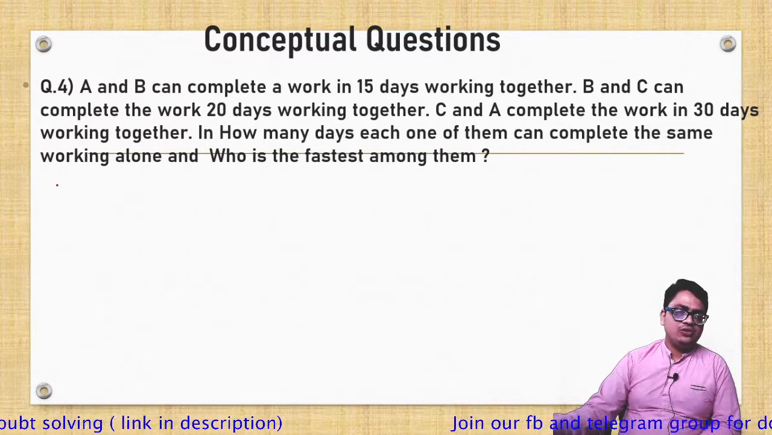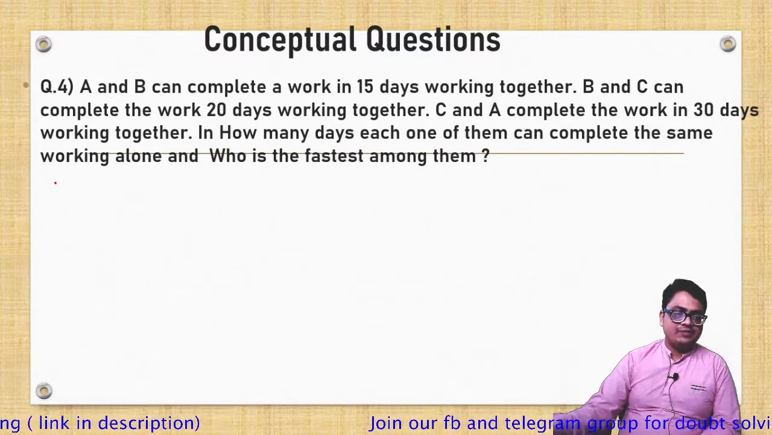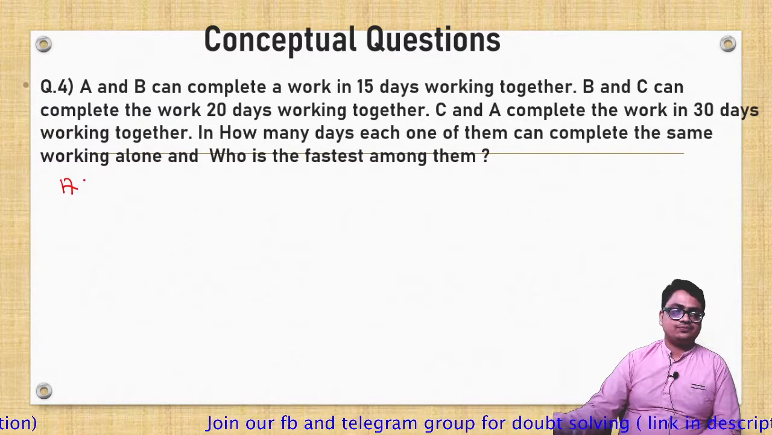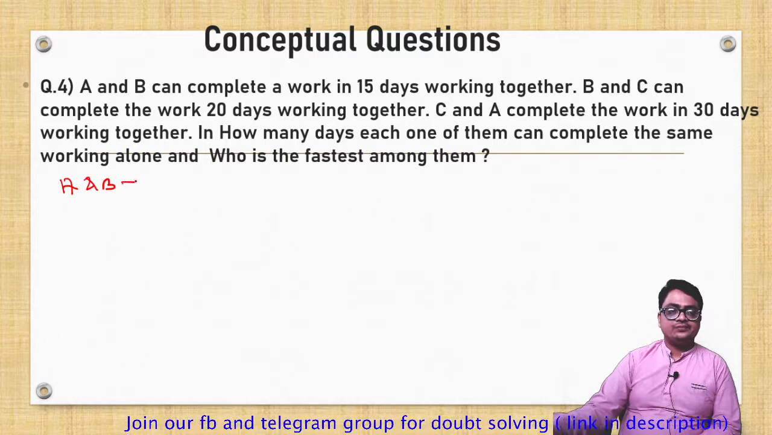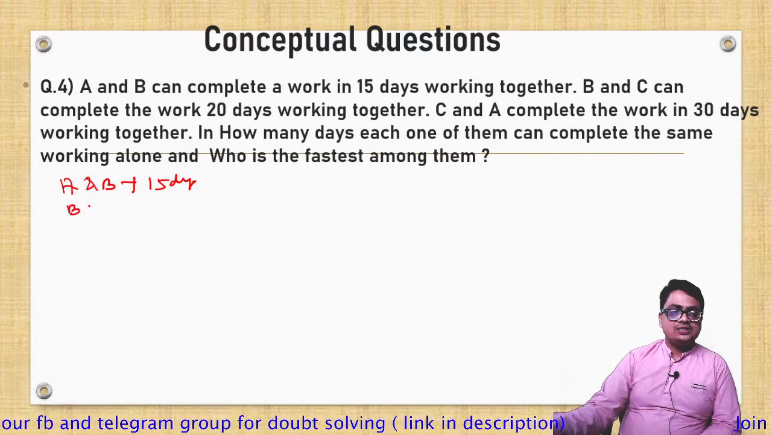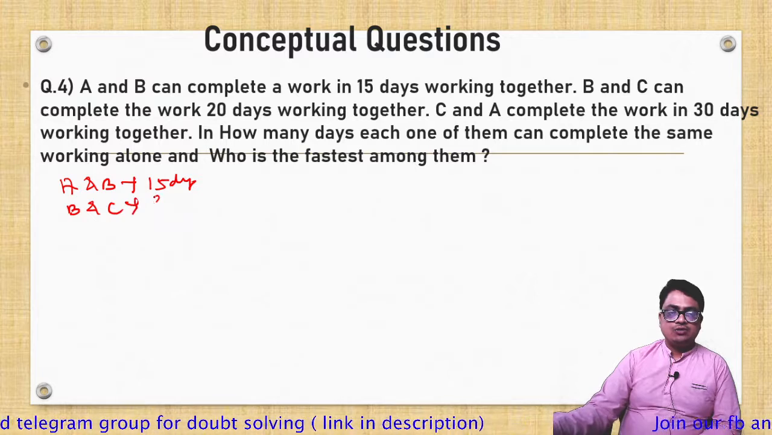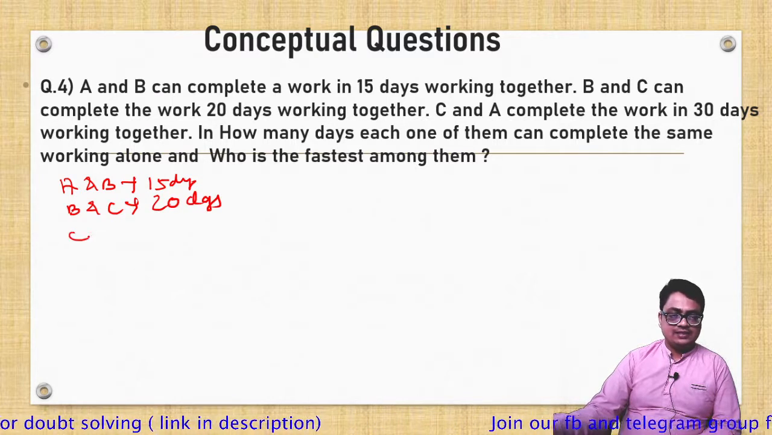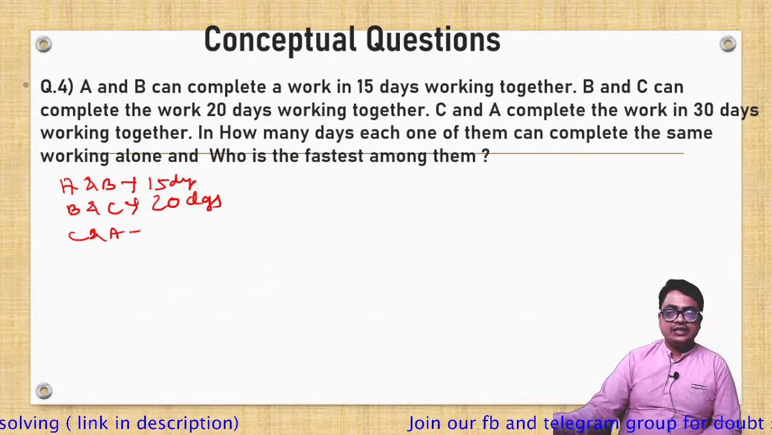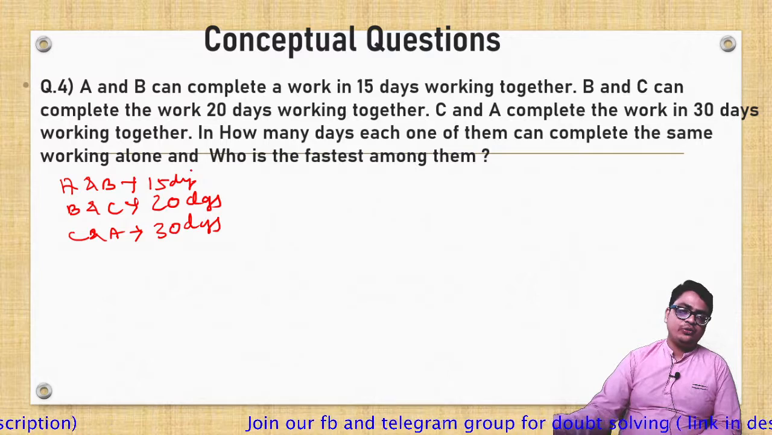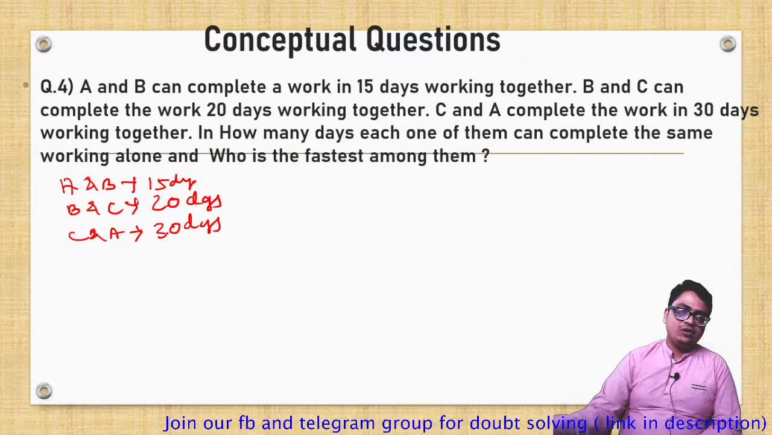So you can do this by the LCM approach or any approach. Let us do it in the LCM approach. A and B are doing it in 15 days, B and C are doing it in 20 days, and C and A are doing it in 30 days. This is there in the question. So guys, you have to take the LCM of 15, 20 and 30.